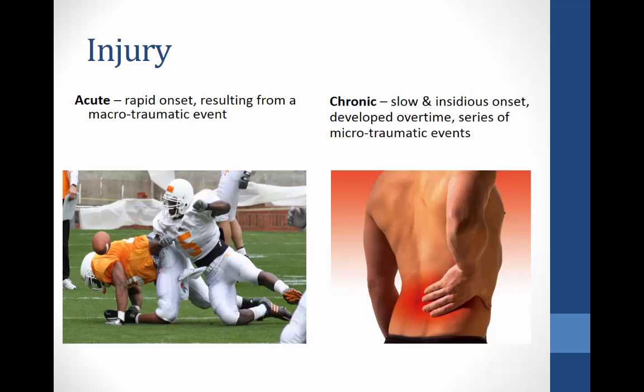On the other end of the spectrum are chronic injuries. Chronic injuries are slow and have an insidious onset. An insidious onset is an injury or disease that comes on slowly and does not have obvious signs or symptoms at first. The person is not aware of the condition developing. The injury condition is a result of microtraumatic events or many repetitive small injuries.